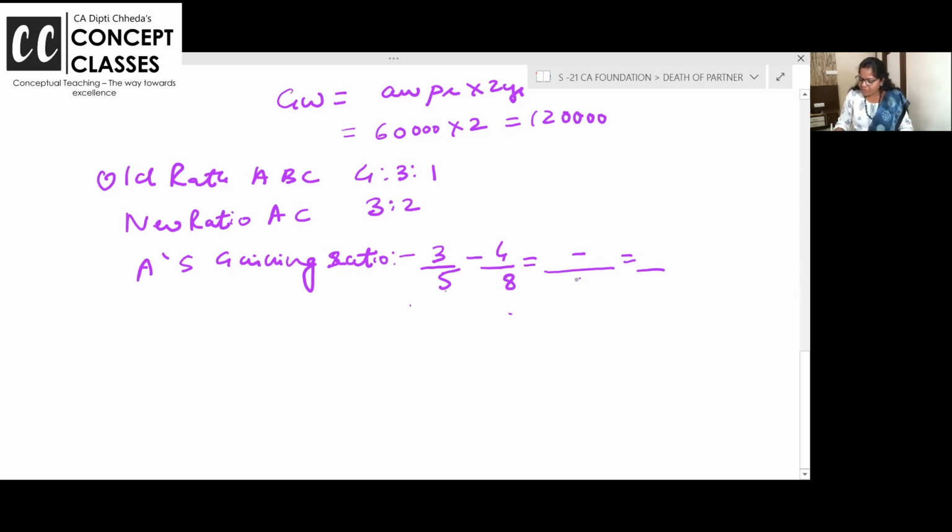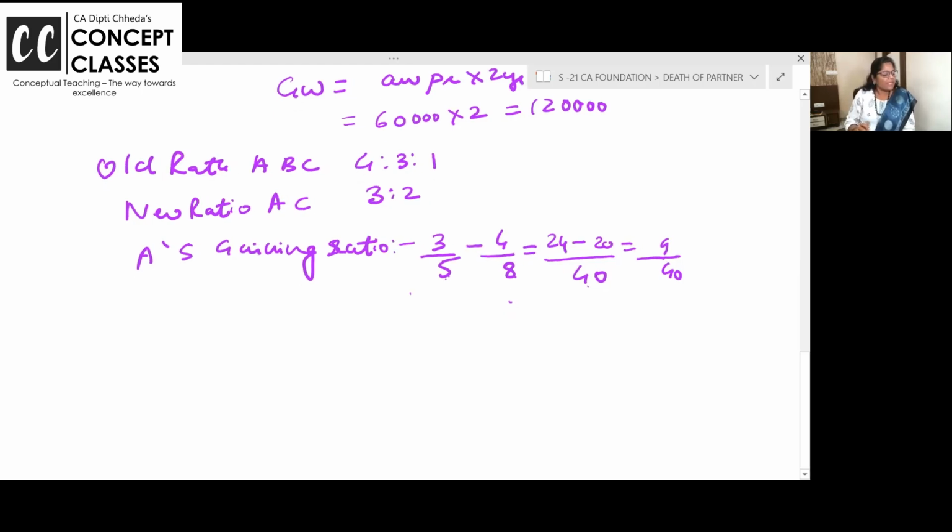4/8. So 5 8s are 40. Now 5 and 40. So 8, 3 8s are 24. 8 and 5, 5 4s are 20. 4/40. 4/40 is the gaining ratio of A. B's gaining ratio.